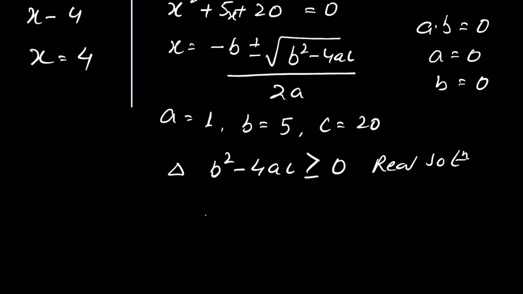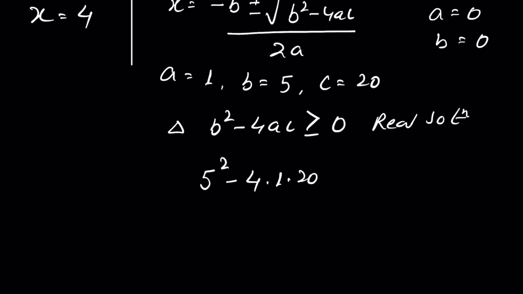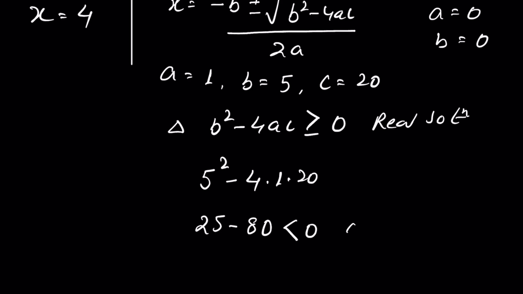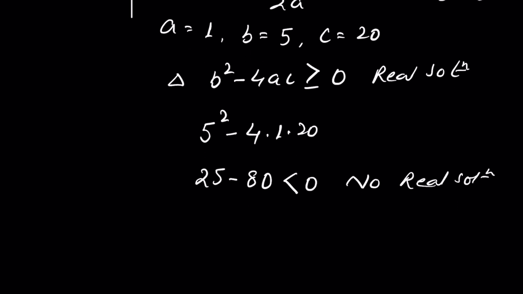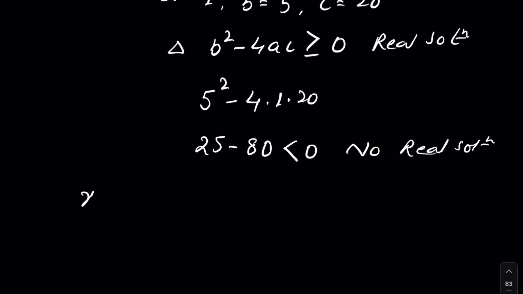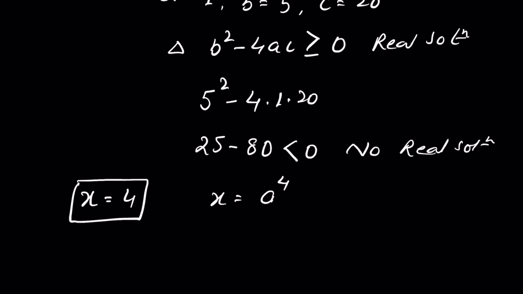So b here is 5, so 5 square minus 4 times a is 1 and c is 20. 5 square is 25, 20 times 4 is 80. This is less than 0, so no real solution. So the only real solution for x is equal to 4. Now we considered x is equal to a to the power 4. So a to the power 4 is equal to 4.